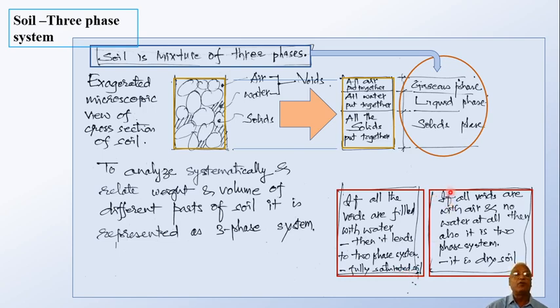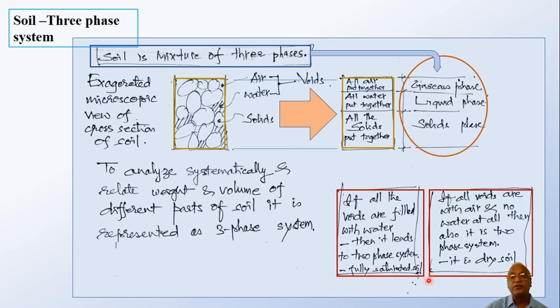On the contrary, if all the voids are fully filled with air and no water is present, in that case also it is a two-phase system, because you have only solid and gas, and such a soil is known as dry soil. Where there is no water present, it is dry soil. Where all the voids are fully filled up, it is called saturated soil.